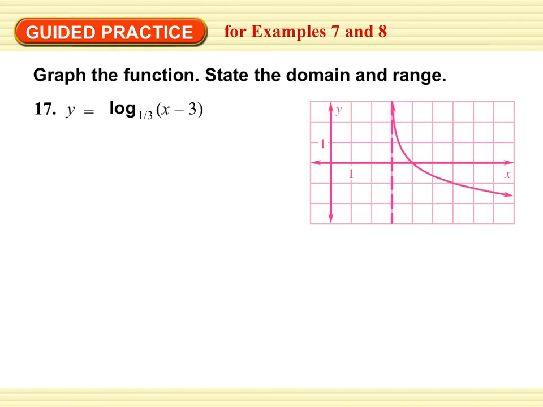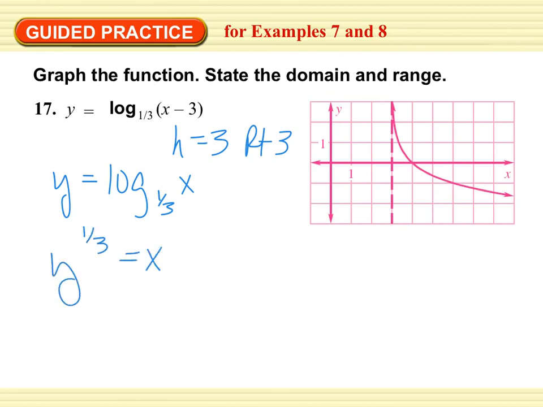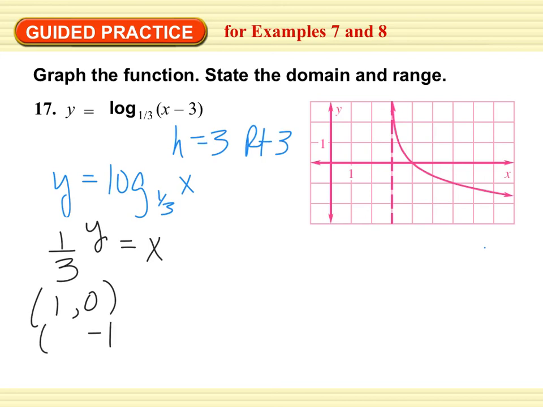Okay, a little bit harder. H is 3, so we're going to go right 3. K is 0, so we're good with that. But I need my form, so we're graphing the parent function, log to the base 1/3 of x. Base b, so it's 1/3 raised to the y equals x. So when y is 0, x is 1. When y is -1, x is 3. That's pretty easy. And then let's do x, y. When y is -2, it's going to flip that to the numerator and square it. 9. And then we want to move it right 3.